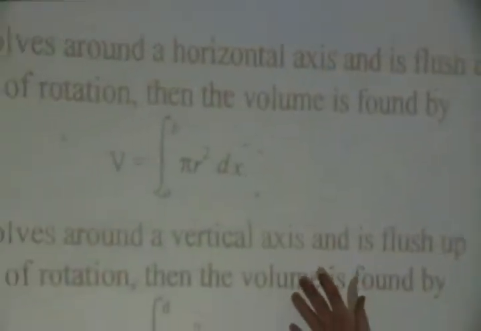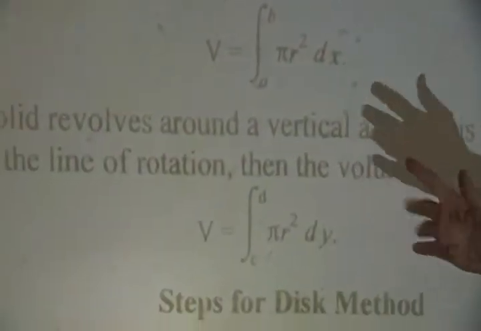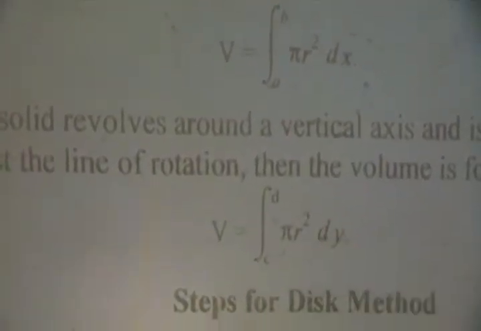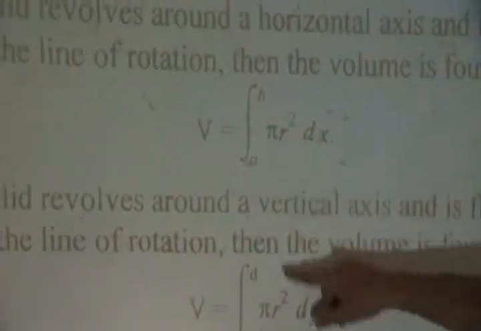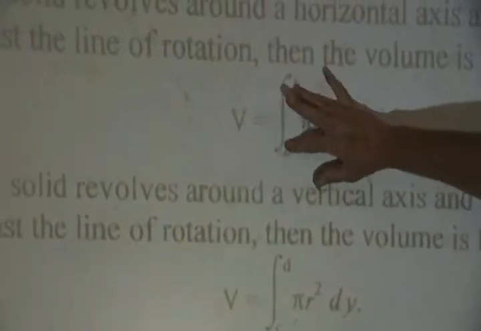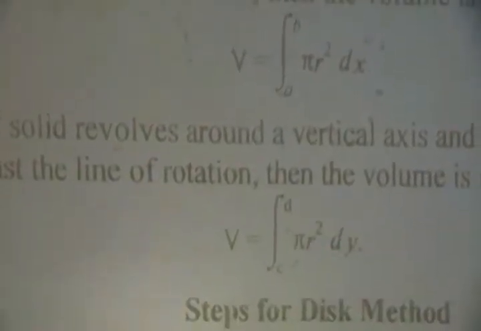If you are rotating around a vertical axis, the y-axis or any other vertical line, then we would be integrating with respect to y. Both formulas are the same. One of them gets a dx, one of them gets a dy. One of them gets x limits, one of them gets y limits.